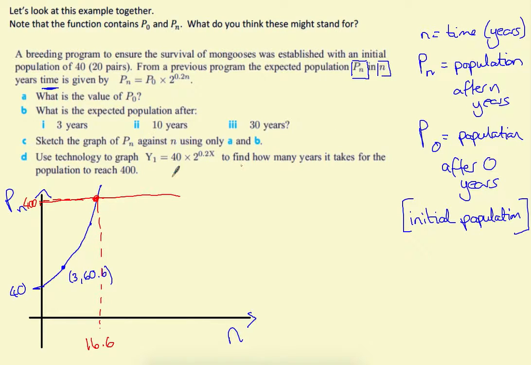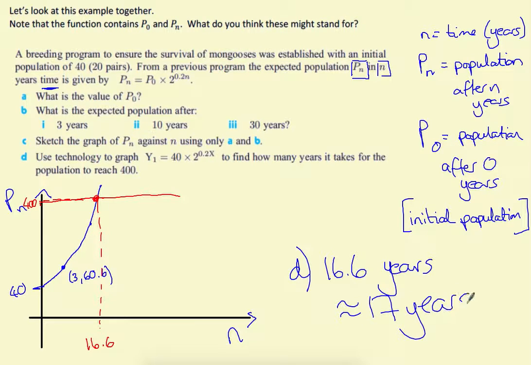So how many years does it take for the population to reach 400? We could say it takes 16.6 years. If we were trying to give our answer in whole numbers, we would have to round up. After 16 years, we're going to be a little bit further down our curve. We won't have reached 400. We'll be at 300 and something, I guess. So it's going to be roughly 17 years if we wanted a whole number answer.